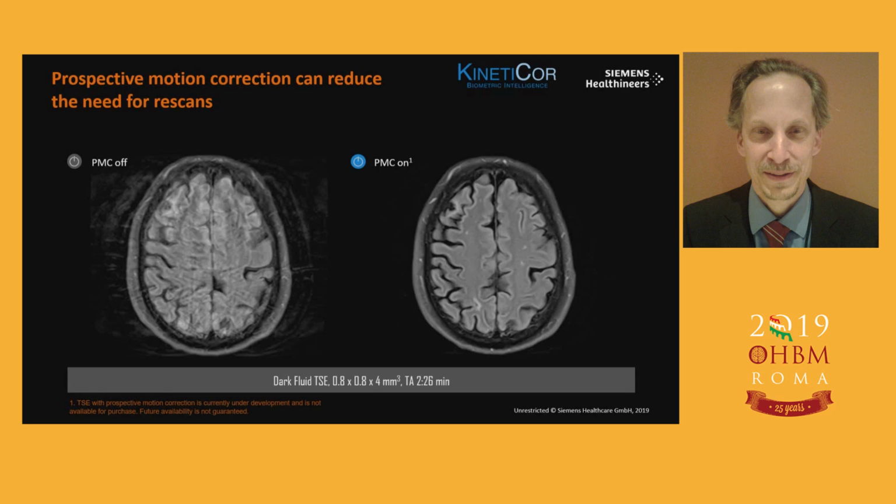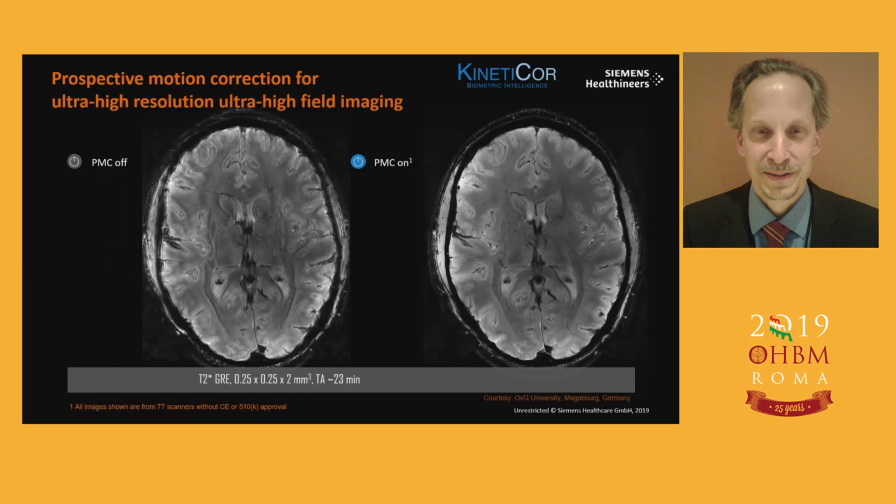Another example here, dark fluid TSE: the image on the left-hand side is of non-diagnostic quality. With prospective motion correction, this is absolutely diagnostic quality. So it's pretty clear that this kind of method can reduce the need for rescans. And for your research, of course, it is important if you go to high resolution.